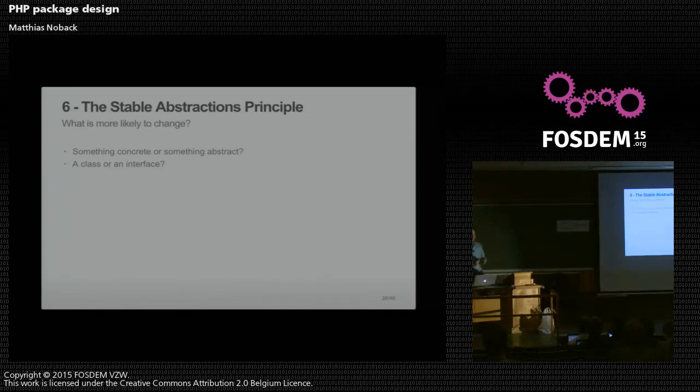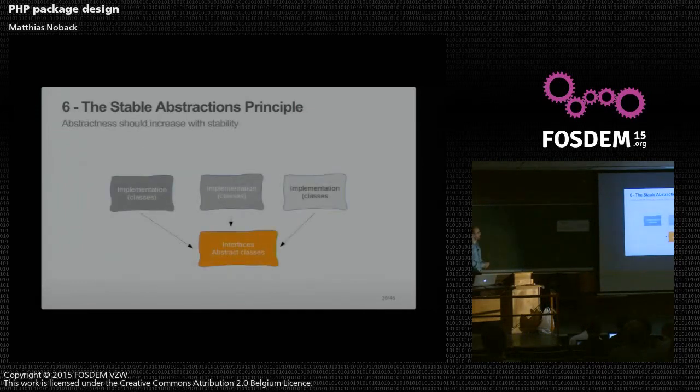Stable. All right. So yes, and that is entirely true. Since those interfaces are not going to change all the time, we want them to be in packages that also are not going to change all the time. Since if an interface would be in a package that changes all the time, then that would render the stability quite useless. So this is what the stable abstractions principle tells us. Abstractness should increase with stability.